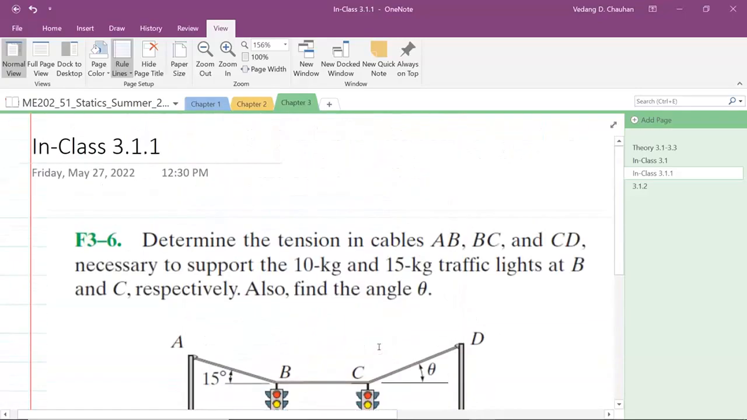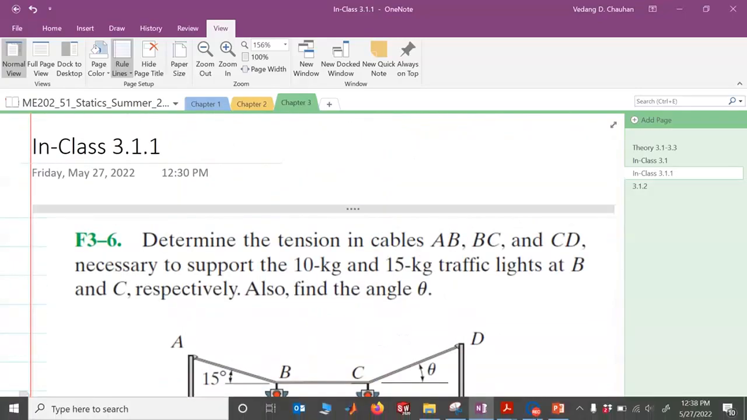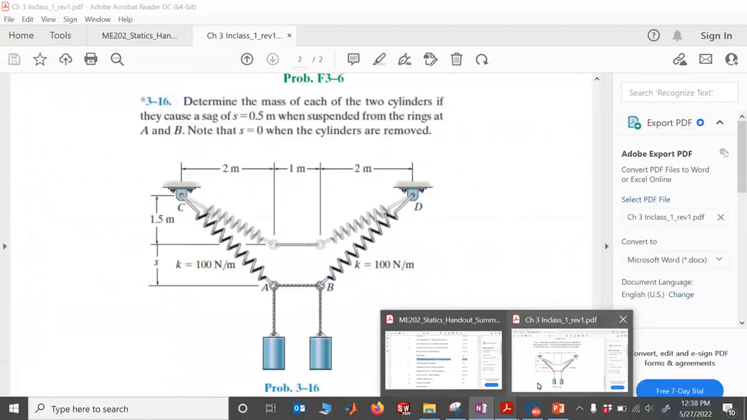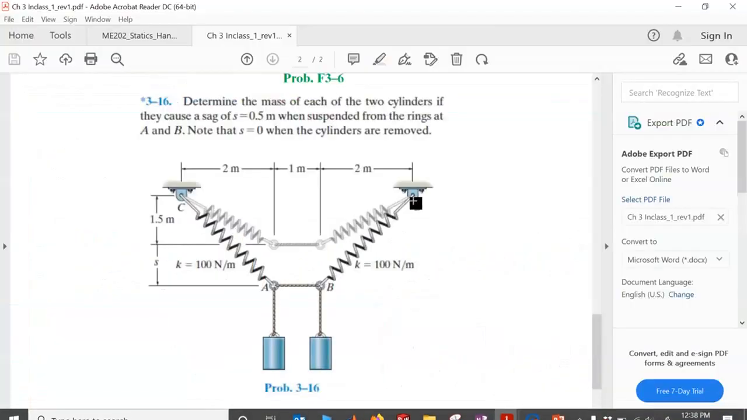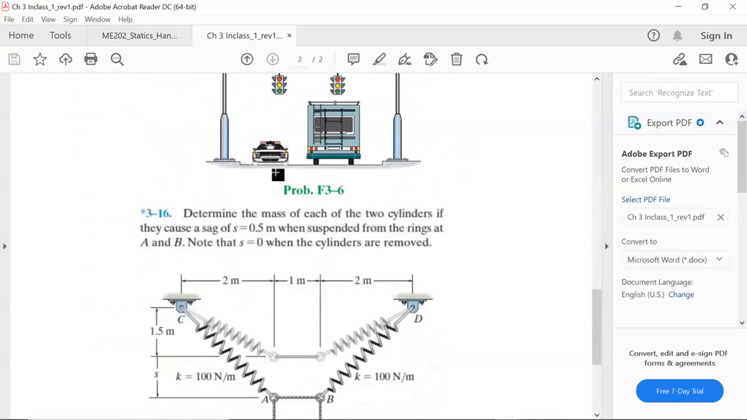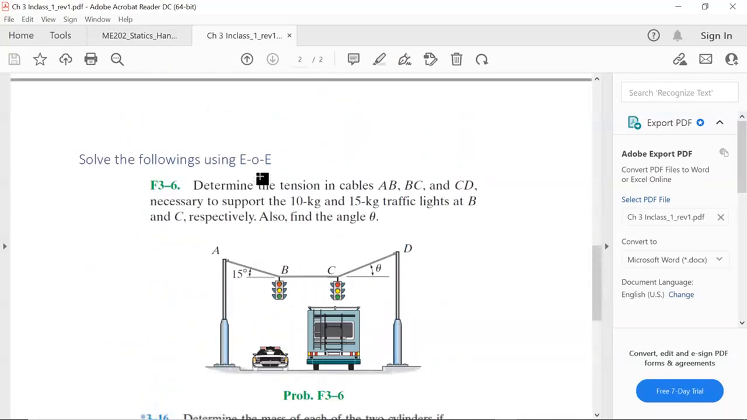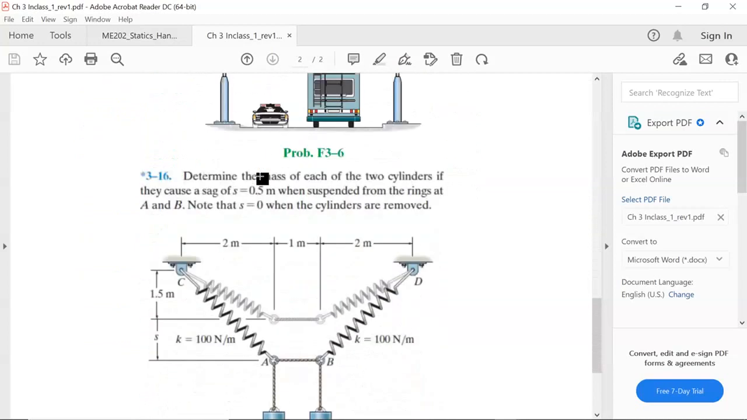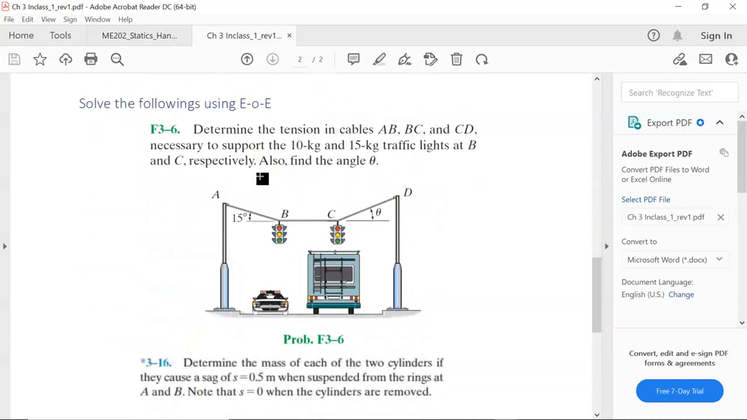We will work on chapter 3 in class exercise 1, and there are two problems here, 1 and 2. We will work on one of the problems. The other problem you can solve using the same strategy and look at the solution that is being provided to you.